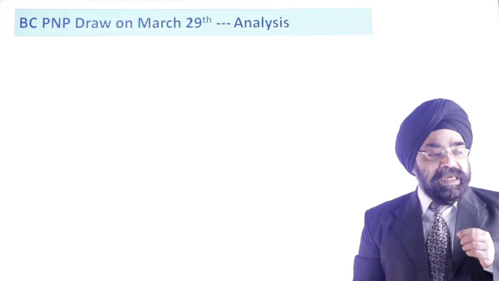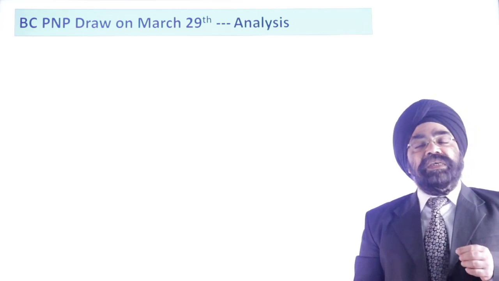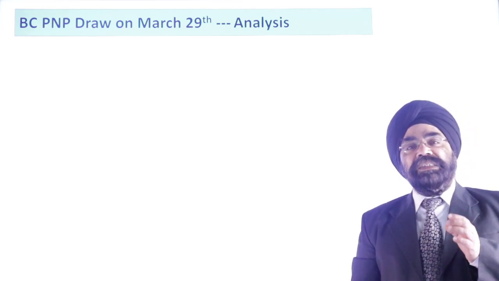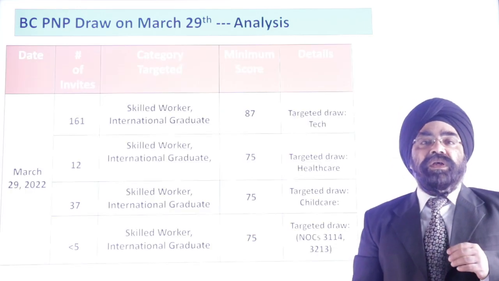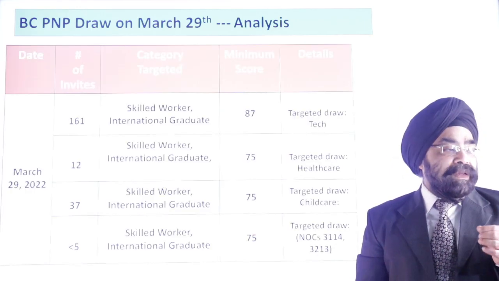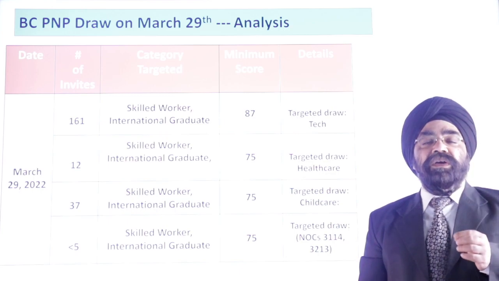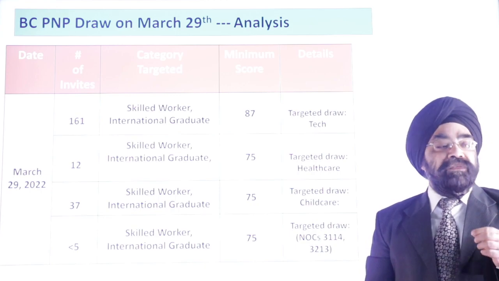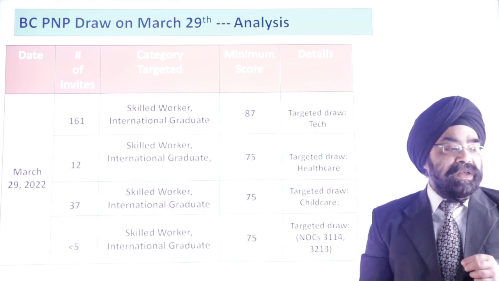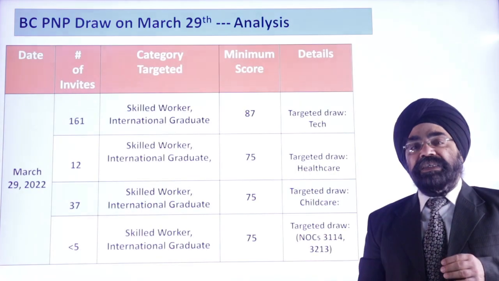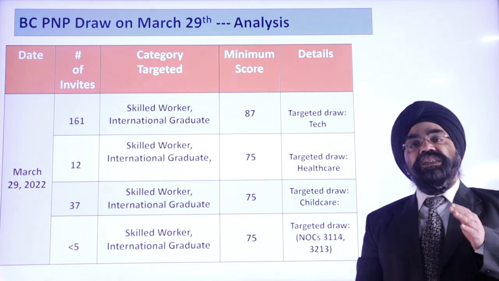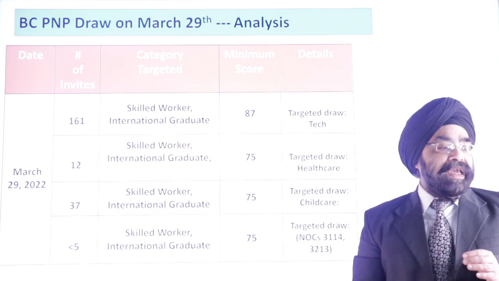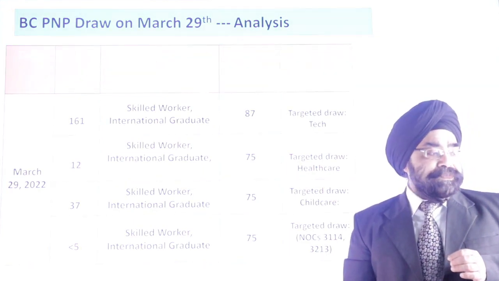So let's get started on the draw itself. The BCPNP draw happened on March 29th, and right here is the analysis. This draw is a targeted draw. What is it focused on? Let's see. In this draw, a total of 210 people were called in and 161 of them were from the technology sector. The score was 87. This is not a CRS score. This is the BCPNP matrix score itself, and this is a targeted tech draw.